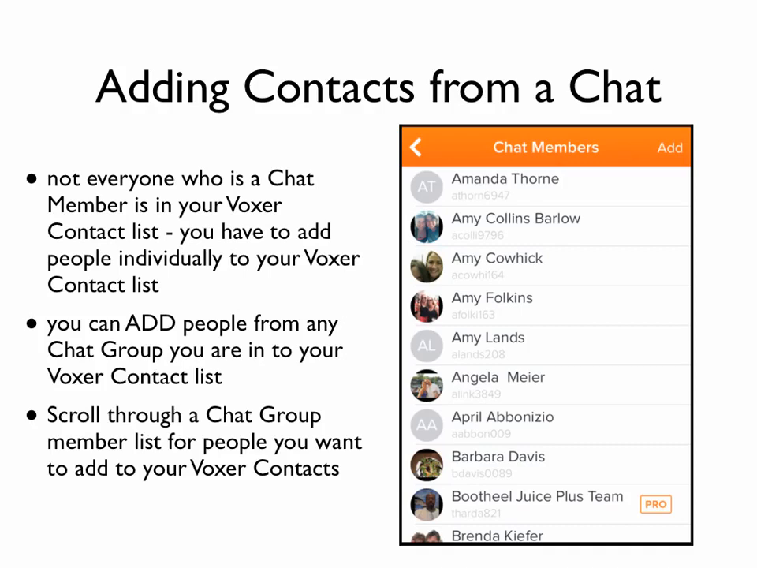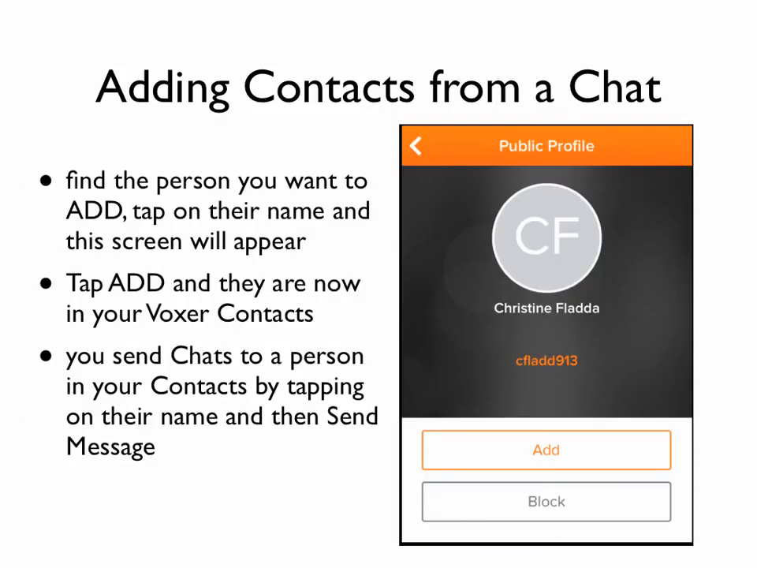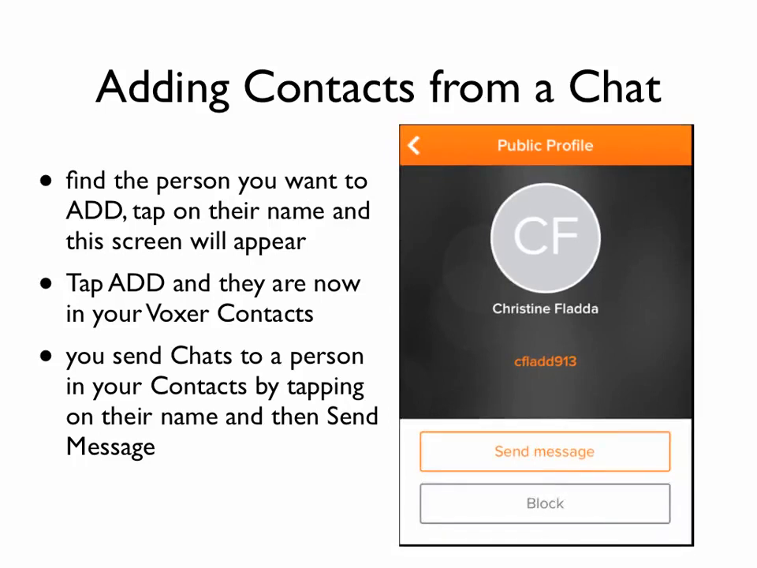So scroll through the chat group for people that you want to add to your Voxer contacts. I selected Christine Flada. I tapped on her name, and this screen appears, and I tap Add, and she goes into my contacts, and the next thing that happens is it says Send Message. I have that option. And if you are going through your contacts and click on a person, this is the screen that you'll see. Click on Send Message, and you can then create and send a message to them.